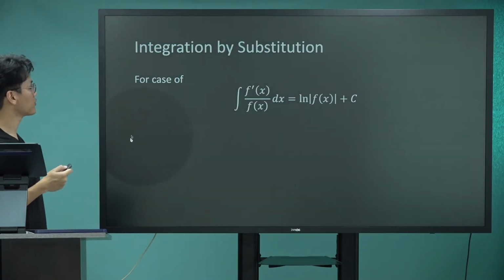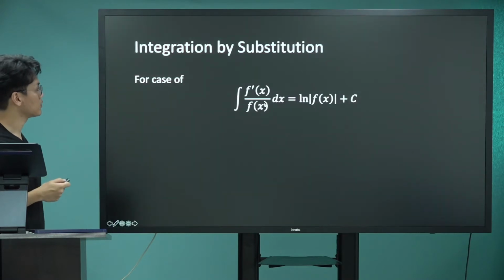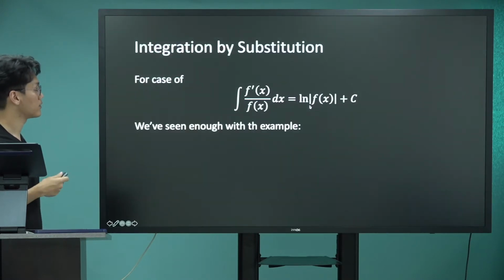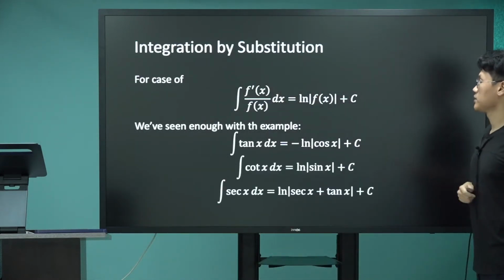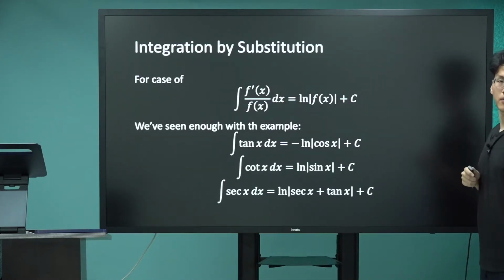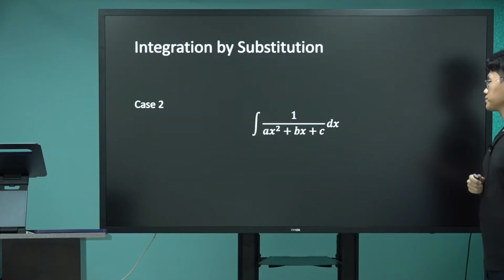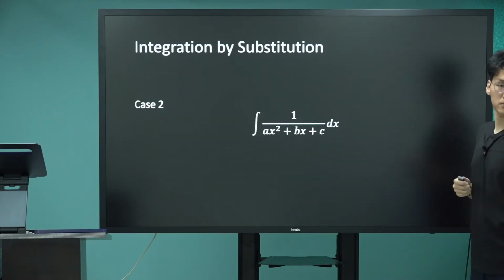Anyways, when we have f prime over f, we can convert that into the logarithmic form, and we saw a great example of those with tangent, cotangent, and secant. Please do remember the integrals of such. But now let's have a look at the case with the quadratic.